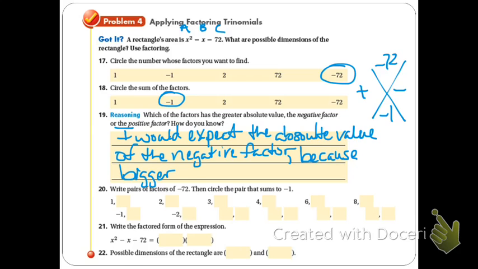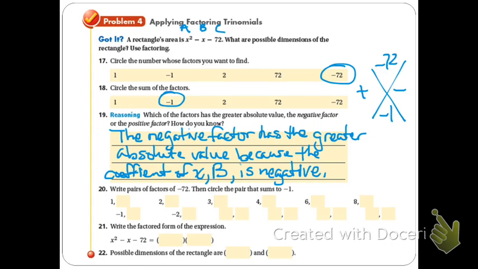Because the bigger sign wins. Let me think for a minute if there's a better way to write that. Okay, so I rewrote this, and probably the best answer that you could possibly say here: the negative factor has the greater absolute value because the coefficient of x, which we often refer to as b, is negative.